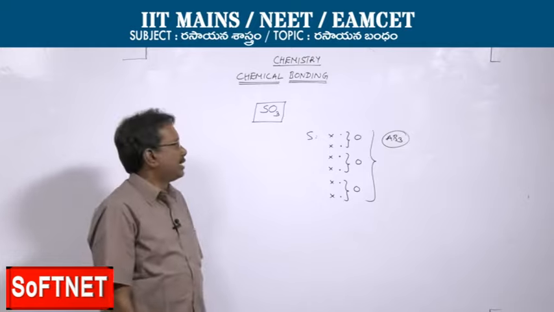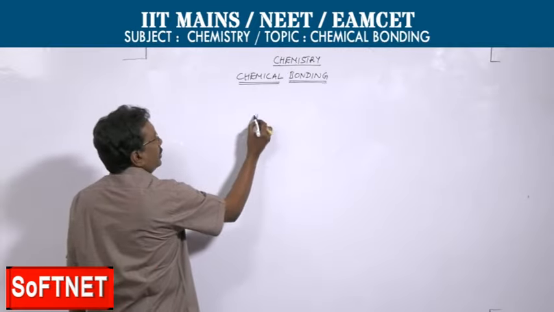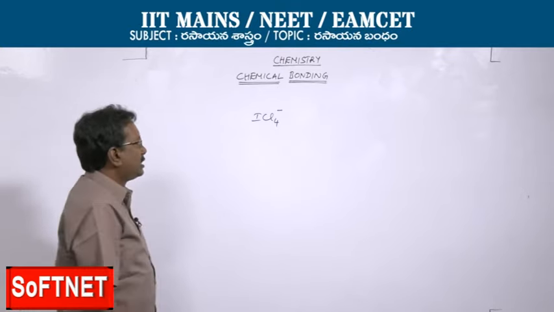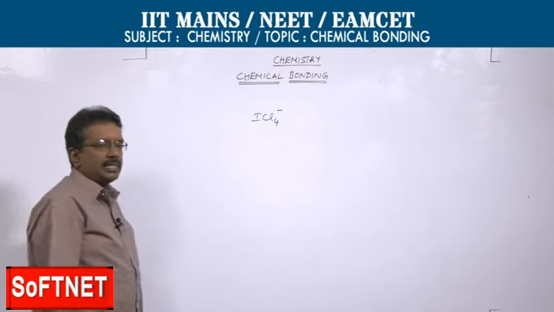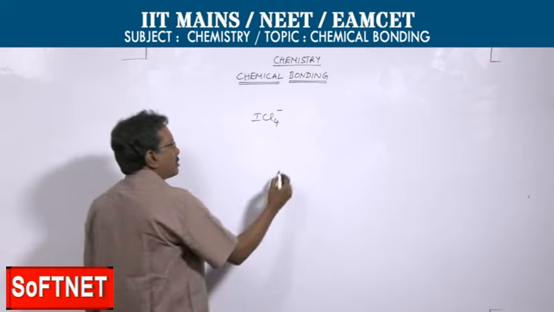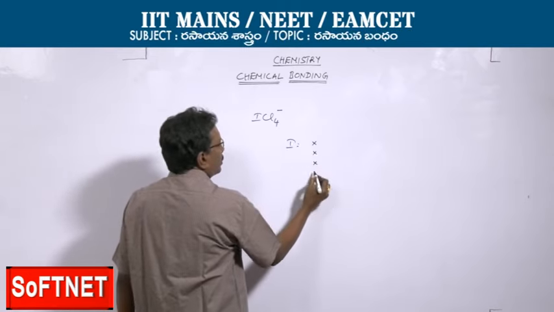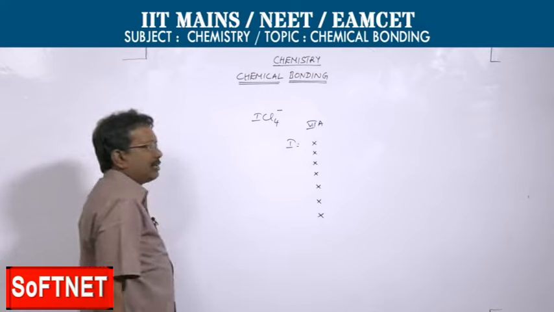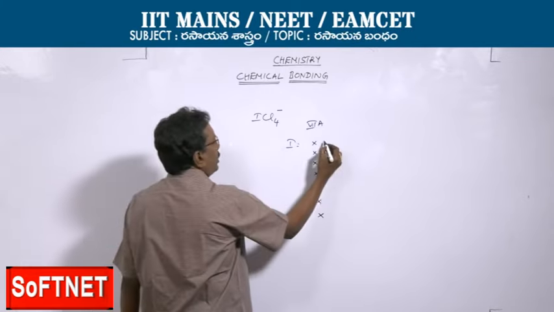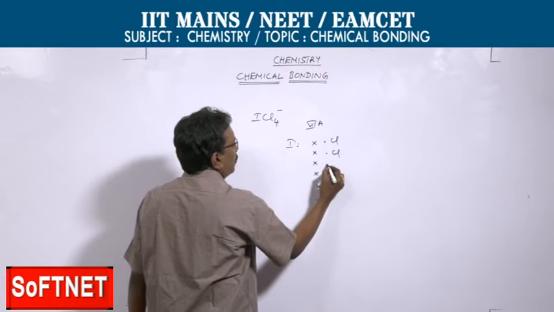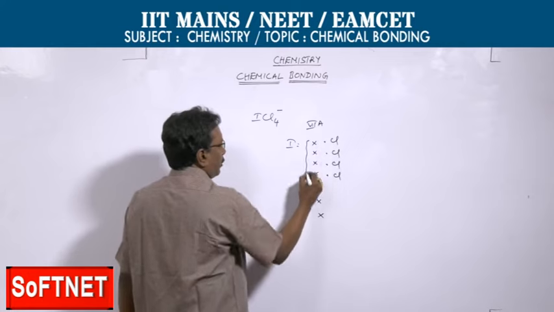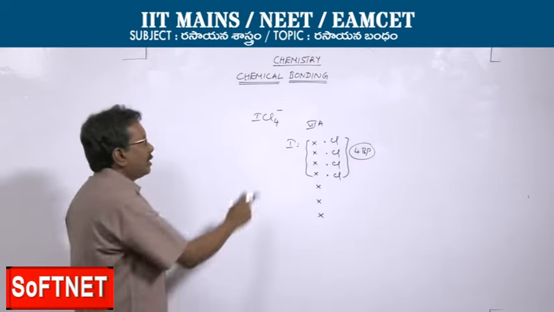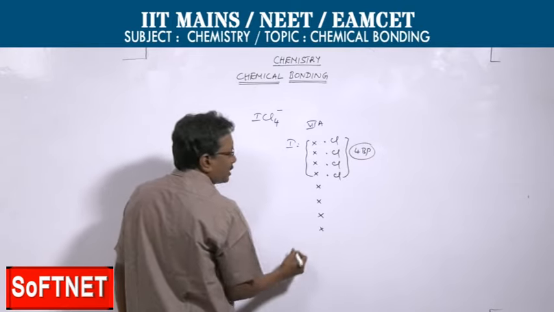Now, let us move to the next example. Now, I am writing the ICl4 minus ion. In this ICl4 minus ion, let us verify how many lone pairs of electrons the central atom contains. The central atom is iodine, a 7A group element. It has 7 valence electrons, and we have 4 chlorines: first chlorine, second chlorine, third chlorine, fourth chlorine. That means we got 4 bond pairs in total. Because of the negative charge, I am writing one extra electron here.